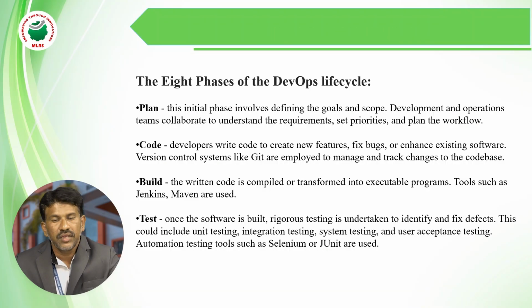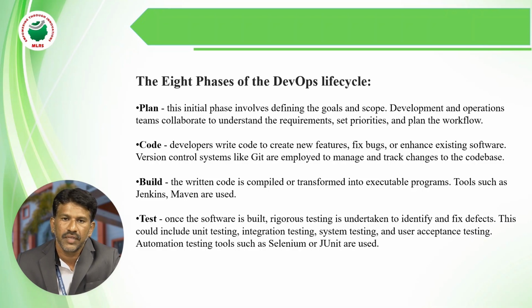So there are 8 phases of the DevOps life cycle. The first one we can call the plan. When we compare the DevOps life cycle with the software development life cycle, the software development life cycle follows 5 stages or phases: the initial or planning stage, design, development stage, coding and testing, and maintenance and delivery stage. Now in this DevOps life cycle, it will follow 8 phases.